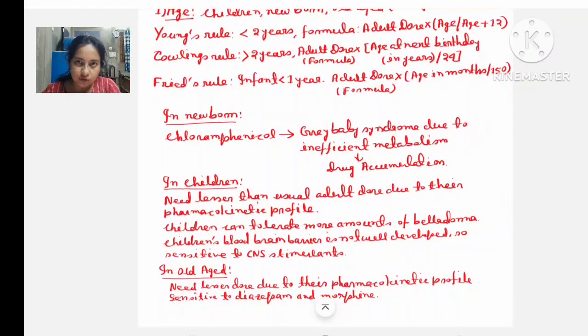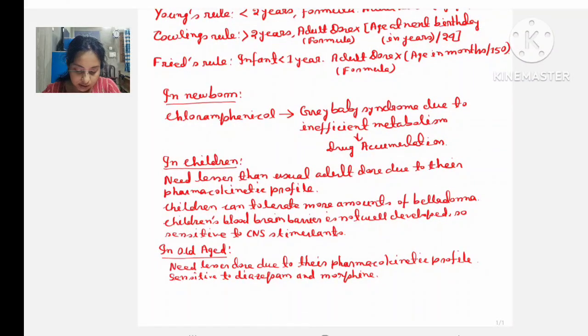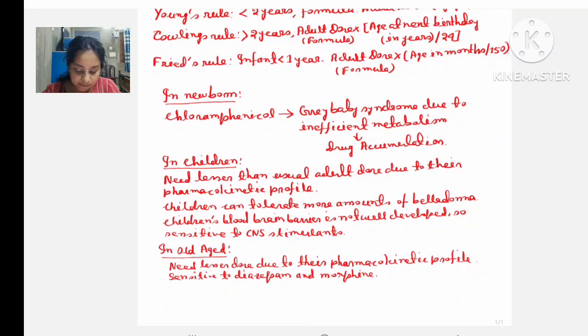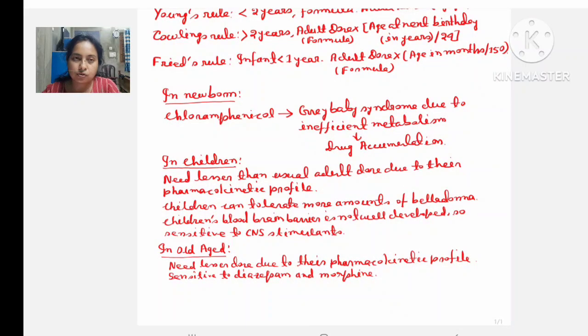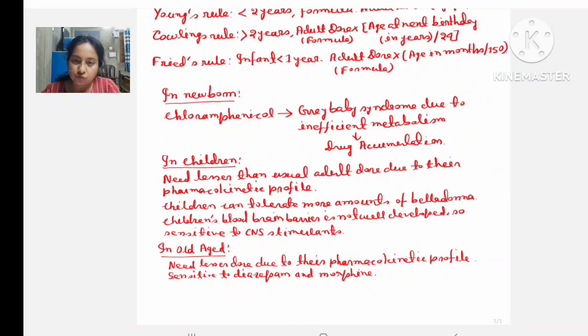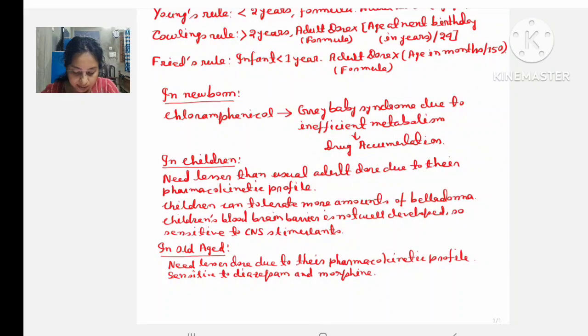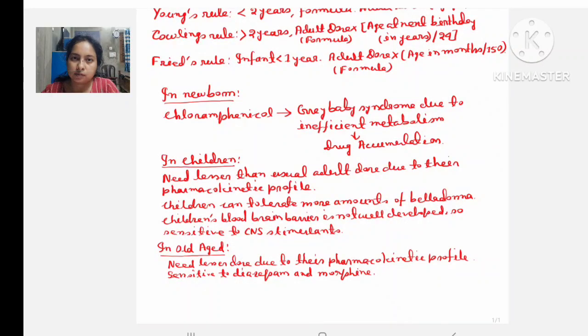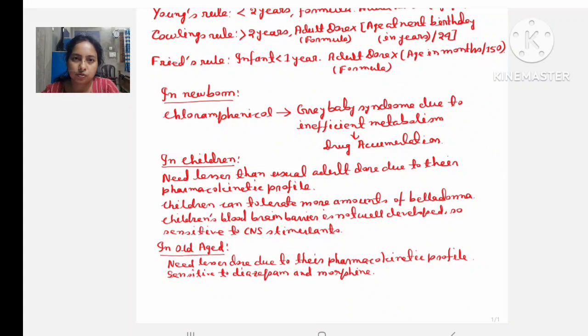Now I will give you some examples of drugs and compare them. In case of newborns, chloramphenicol is an important drug, which causes grey baby syndrome due to inefficient metabolism, which causes drug accumulation, and due to this accumulation grey baby syndrome occurs. So, for that dose reduction is required. In children, they need a lesser than usual adult dose due to their pharmacokinetic profile, because their metabolism and excretion is immature, and so they need a lesser dose as compared to adults.